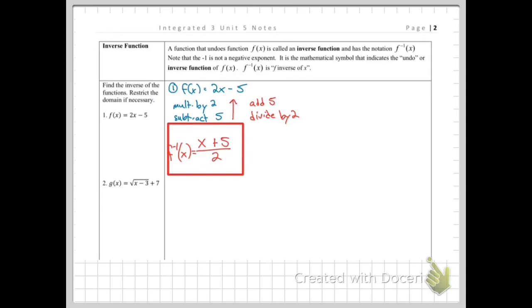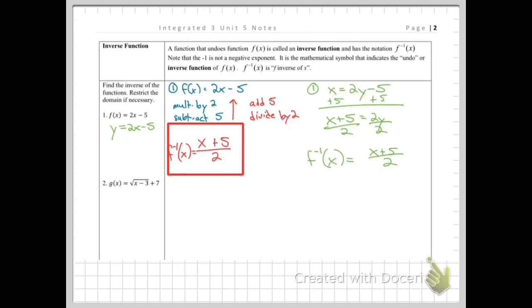Another way to do it is to take your original equation, so I'm still doing number 1, and switch x and y. We all know f of x is a fancy way to say y. So this really says y equals 2x minus 5. If you switch the x and y, x equals 2y minus 5, and then you start solving it for y. I would add 5 to both sides, and then I would divide by 2 to get y alone. Now that I have y alone, I'm going to use my fancy inverse notation, x plus 5 over 2.